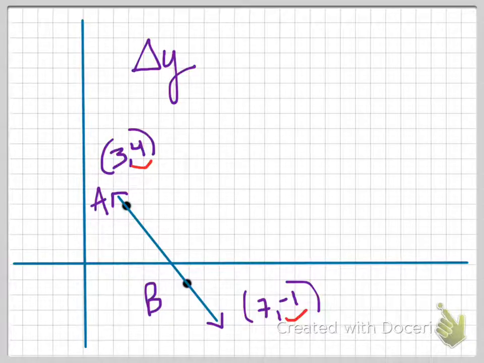How much did I change to get up to 4? Well, let's count. I went up 1, 2, 3, 4, 5 units. I went up 5 units. So my change was to go up 5. What's my change in x? So my vertical change was to go up 5.